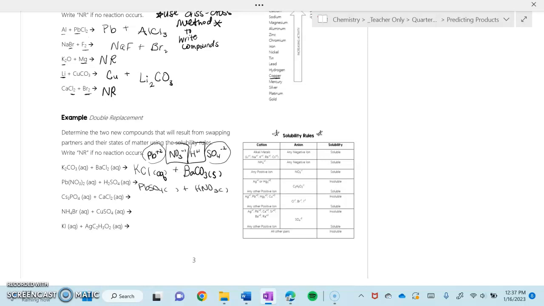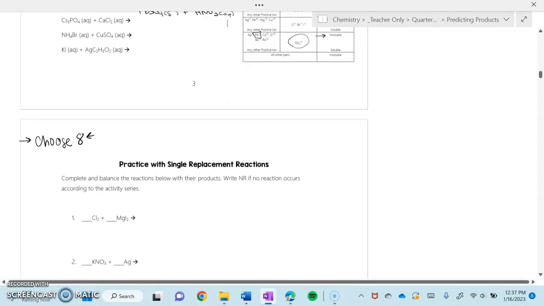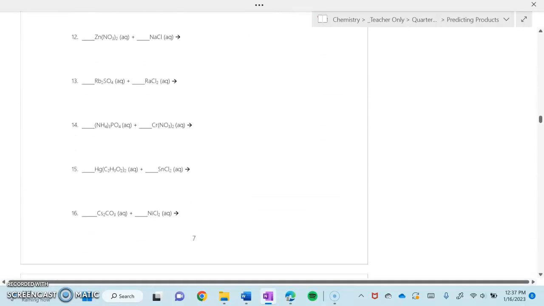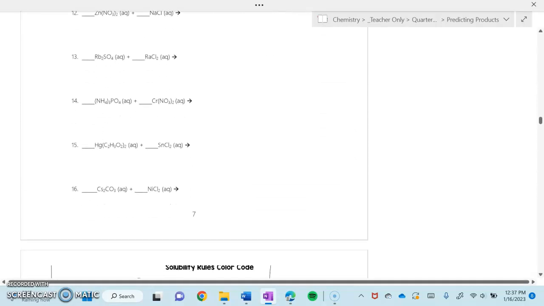Okay. Then we're just going to follow our chart here. I see sulfate, I see lead, so I'm going to follow this top line. Insoluble, there's my solid. And then I have nitrate with anything is soluble, so there's my aqueous. The better you get at following the table, the faster these will be. Go ahead and finish the other three, and then on pages 5, 6, and 7, pick 8 and balance those equations.